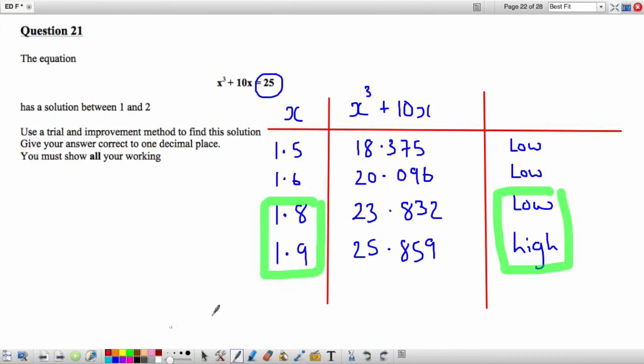We will now carry out a check. Halfway between 1.8 and 1.9 is 1.85. Substituting that into our equation gives us 24.831. This value is too low. Therefore, the answer for X correct to 1 decimal place is 1.9.